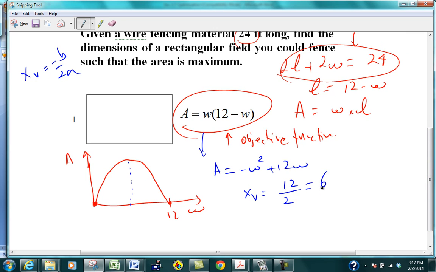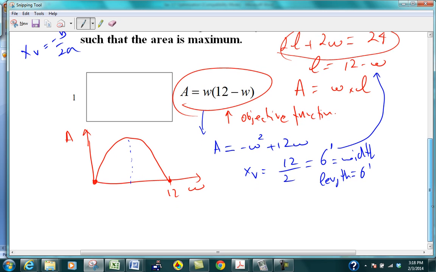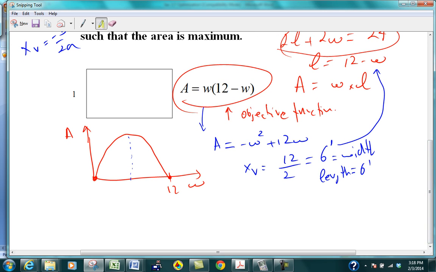So you know that it's going to be 6 for the width, because the x-axis is the width, so that'll be your width. In this case, it's feet, okay? And if you were to take this and plug it in here, then you know that the length is also equal to 6, okay? So a rectangle of 6 by 6 would be the maximum area, which turns out to be a square. Well, that's Algebra 0. What we want to do is we want to do some calculus on this, okay?